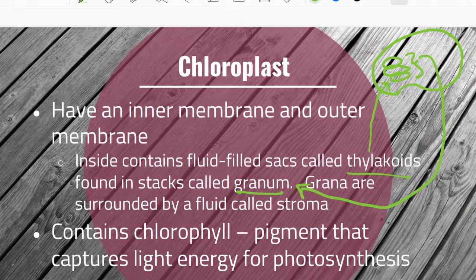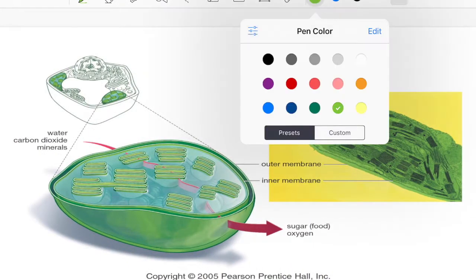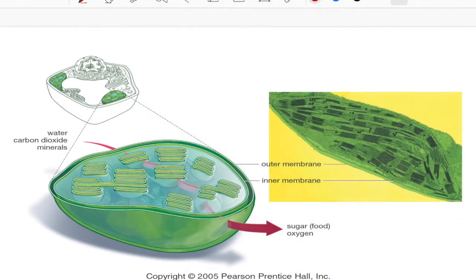Now inside chloroplast and inside the sacs, you have that chlorophyll, which is the pigment that collects that solar energy. So it's capturing that light energy, and that allows for the chloroplast to convert that into glucose. So here, we'll go back to red, we have a single thylakoid. Here we have a stack of thylakoids called a granum. All right, and you can see that inside the chloroplasts.